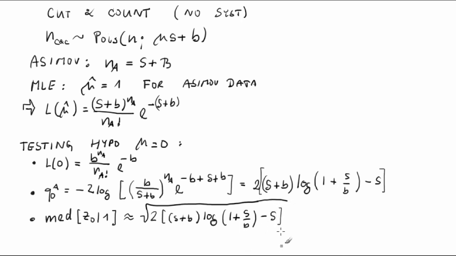This formula is well known, and it is often used for optimization of cut values in cut-and-count analyses. The set of cuts yielding the highest expected significance is chosen for the analysis. Note that the formula is only valid in the Wilks asymptotic regime. Recall that this approximation holds if the number of events is about 5 or greater.